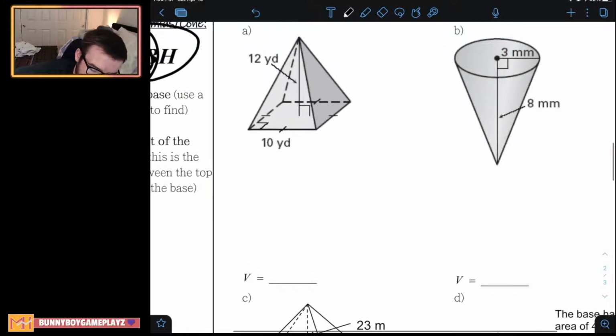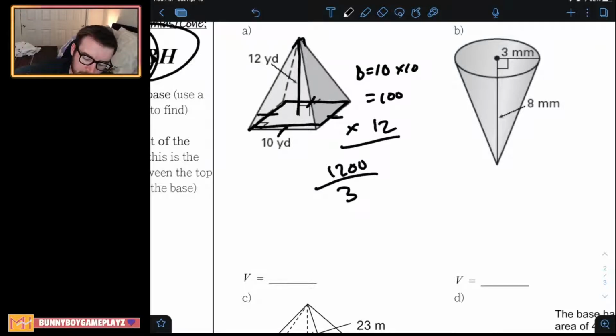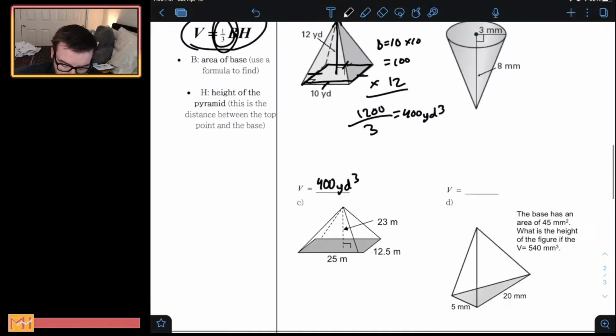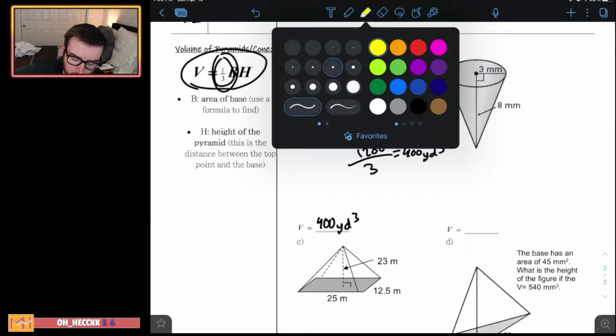So, find the area of the base. This is a square. It's 10 by 10. So the area of the base is 100. Then you multiply by the height of the pyramid, which is 12, and you get 1,200, but you divide it by 3. So we get 400 yards cubed.